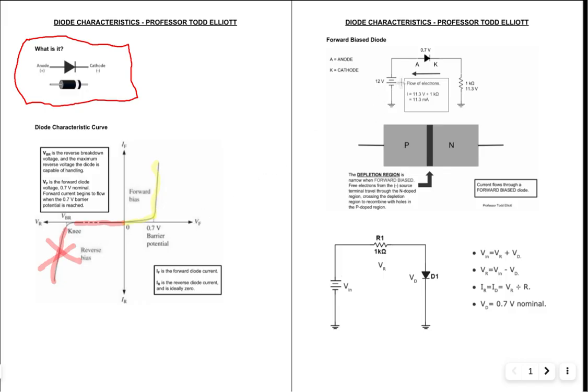Okay, so here we're looking at a forward bias diode. So we have a 12 volt power supply. So this is the positive. Okay.